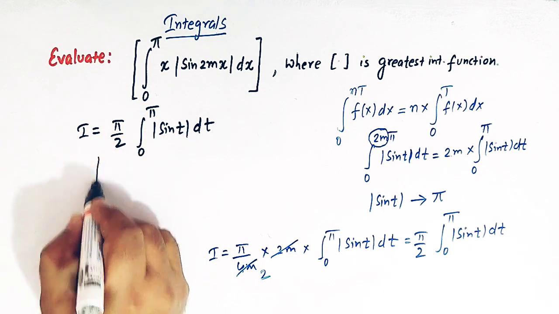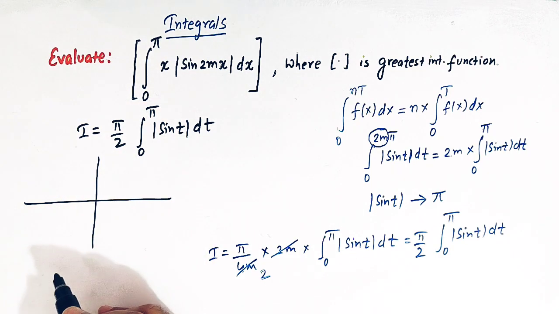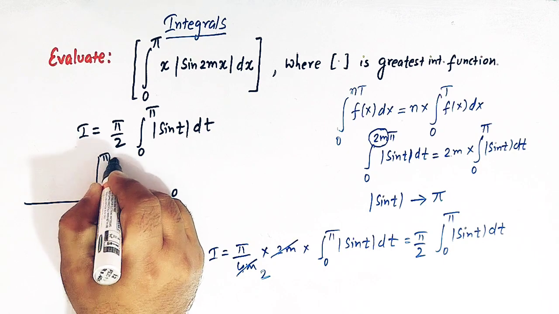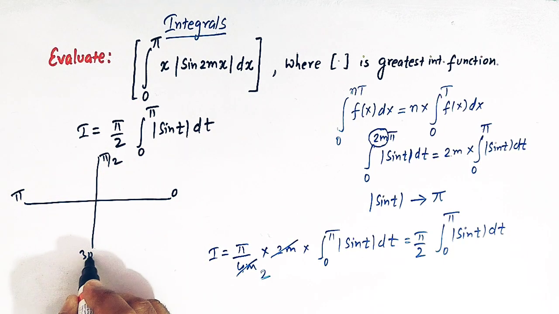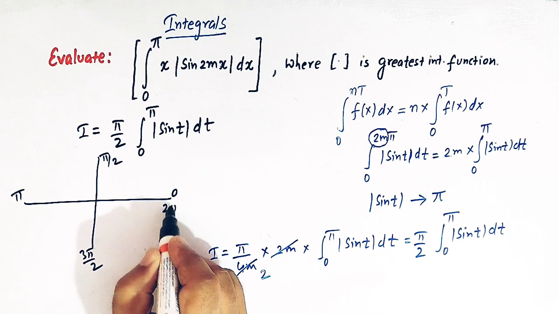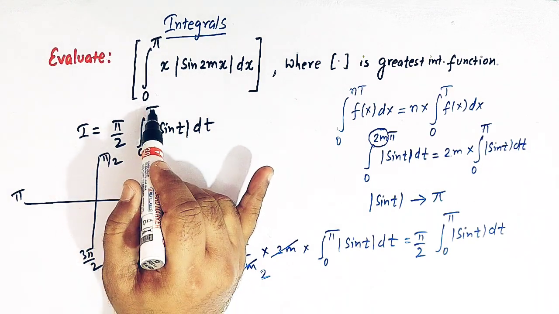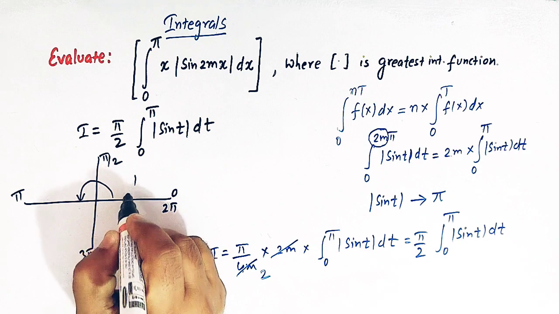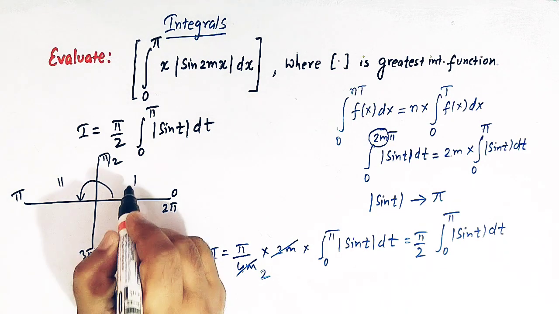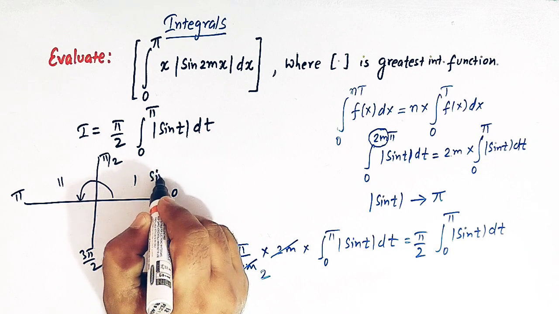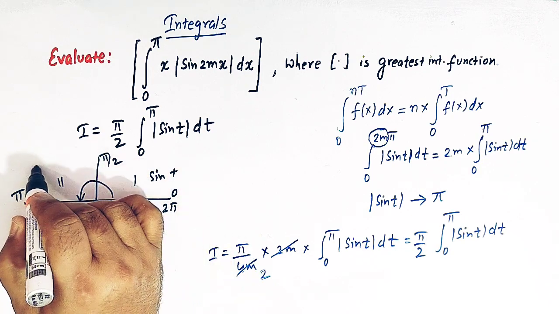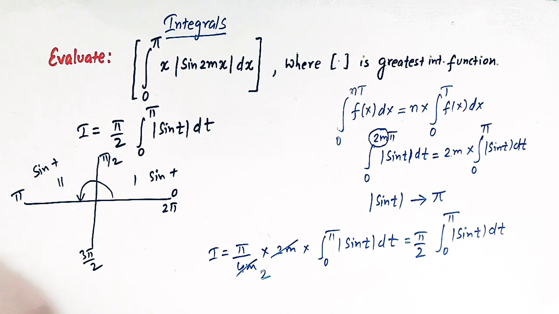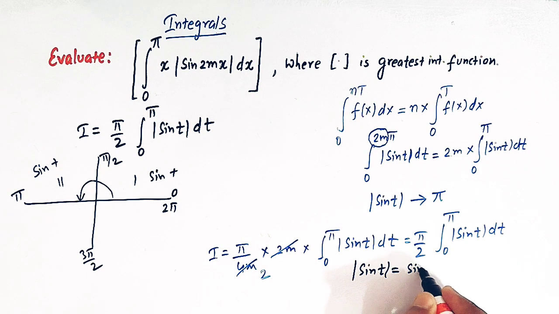Now, if we take help of trigonometry, we have 0, pi over 2, pi, 3 pi over 2, and 2 pi. The limits of integration are from 0 to pi, so we have to restrict ourselves to the first quadrant and second quadrant. In the first quadrant sine is positive, and in the second quadrant sine is also positive. So mod of sine t is simply sine t, from the definition of the mod function.